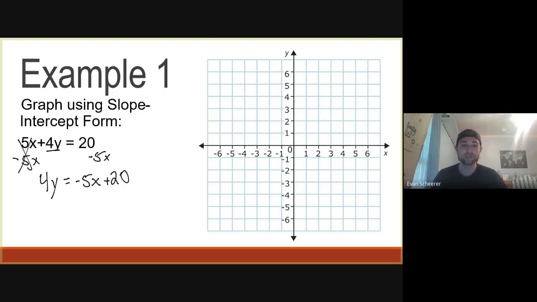I want you guys to notice right here, I did not put 15x. 20 minus 5x is not 15x. Those are not like terms. When you add or subtract, they must be like terms. Since these are not like terms, we leave them separate.